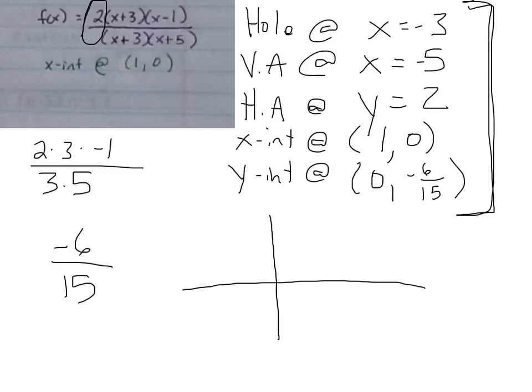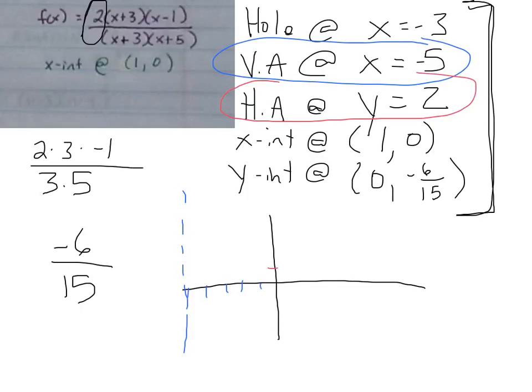So the first thing I like to draw is a vertical asymptote. So we have a vertical asymptote at negative 5. 1, 2, 3, 4, 5. So there's our vertical asymptote. Then we have a horizontal asymptote at y equals 2. 1, 2. And then I like to plot the x-intercept and the y-intercept. So we have an x-intercept at 1, 0. So right there. And then we have the y-intercept at 0, negative 6/15. So somewhere right around there.